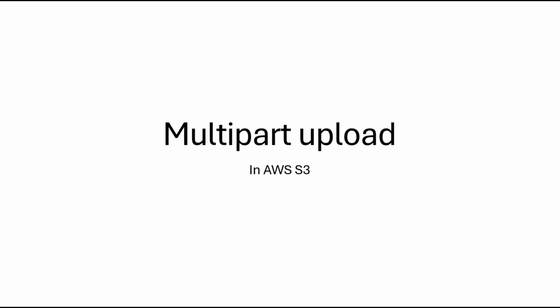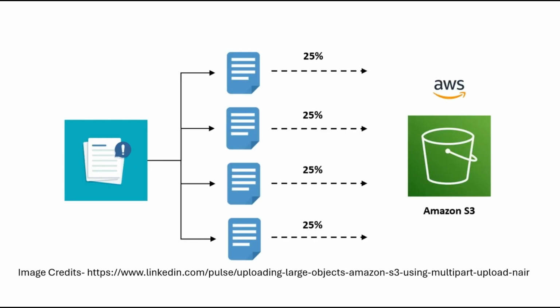Hello everyone, in this video I am going to talk about multi-part upload in AWS S3. It is a feature in AWS which helps you to upload large files by breaking them into smaller parts. As you can see in the diagram, suppose that I have a 1 terabyte file. It is broken down into 4 chunks, 25% each. Now each part will be uploaded independently, and once all the parts are uploaded, S3 combines them into a single file. So this is how the multi-part upload works. Now let us see the demo.